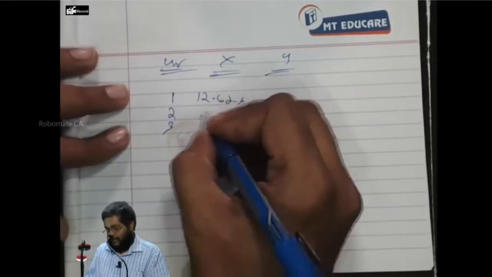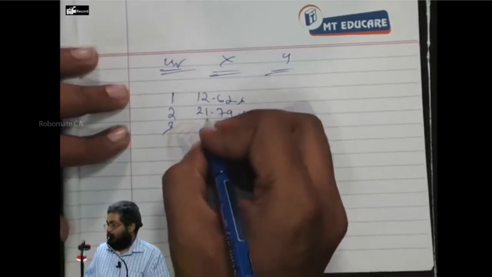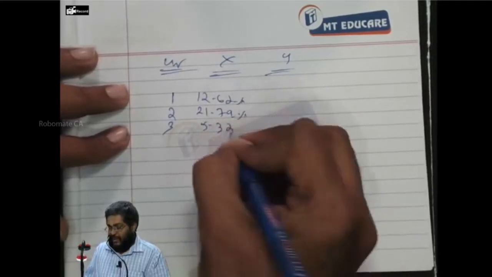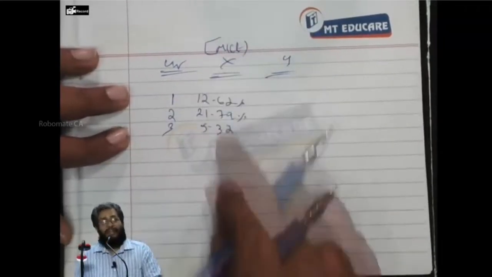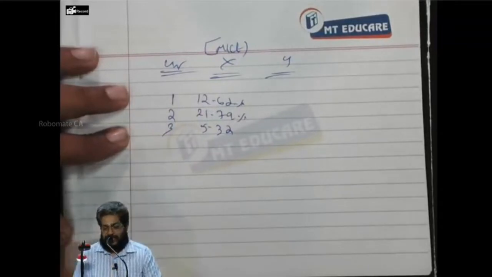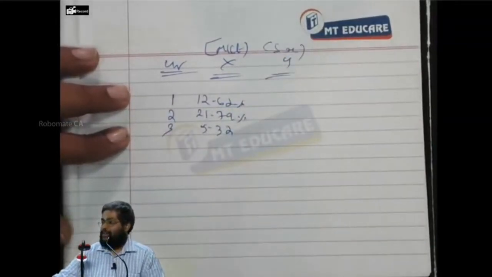12.62. Next is what? 21.79. Third is what? 5.32. So X represents what? Market. Now these are all the market return, which is called as what axis? X axis. Now Y axis represents what return? Security return. Tell me what is security return?